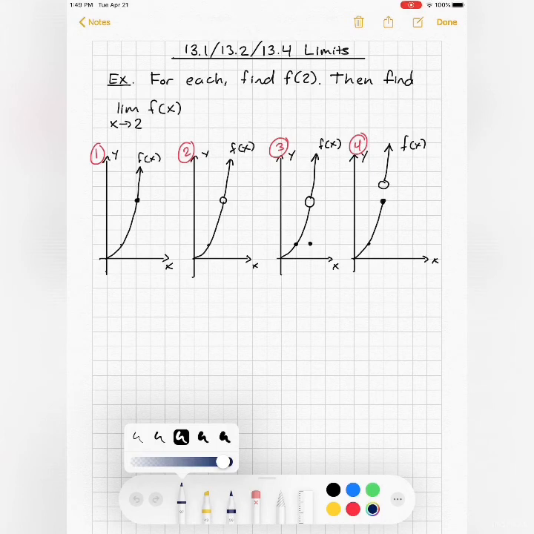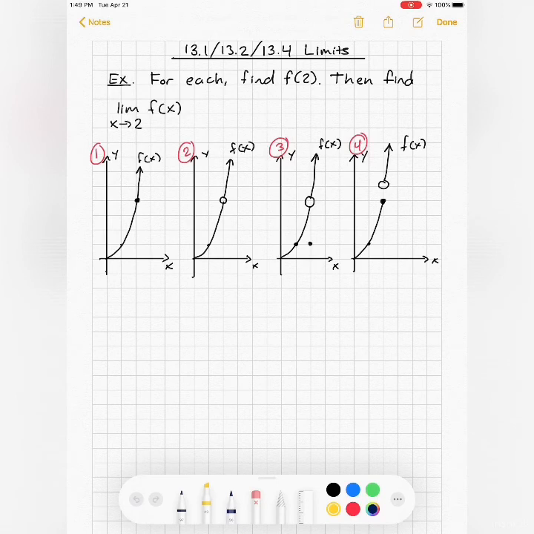All right, 13, 1, 2, and 4 are looking at something you're going to spend a fair amount of time in calculus looking at, which is the concept of a limit. So we're going to start with a graphical example here. So here I have 4 functions graphed. They're all very similar, but they all have slight differences.